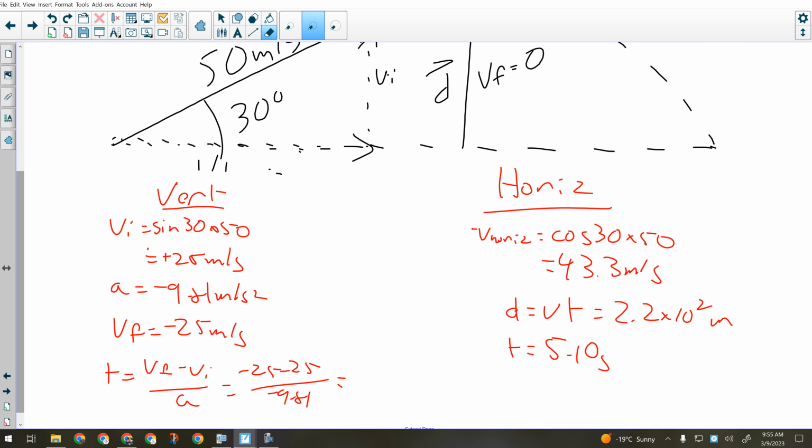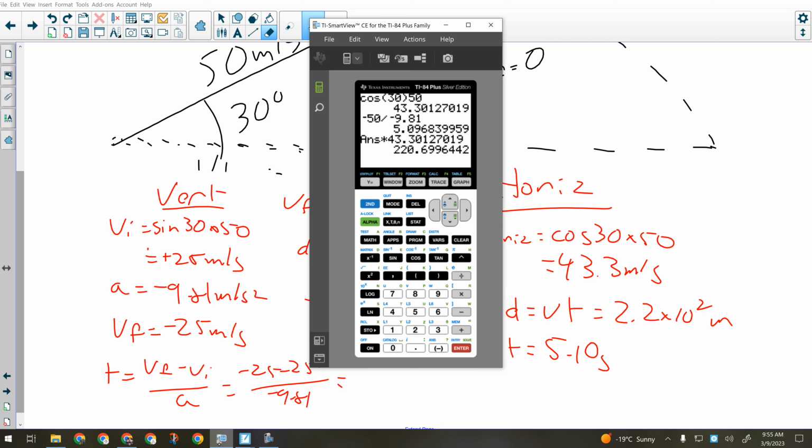And then to calculate maximum height, okay, you got your two ways to do it. Okay, so I would say d equals V final squared minus V initial squared over 2a, okay, would get it for you. So that would be 0 minus 25 squared, okay, divided by negative 19.62. So 32 meters would be our maximum height for that one.